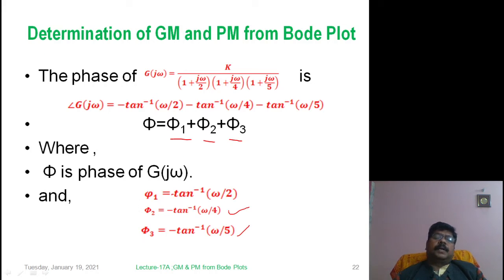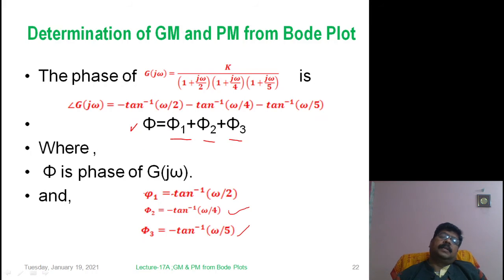So what would be the net angle? That is phi. Again we have to vary the frequency, say from 0.1 to 100, and in this range we will find the phase angle, and after marking on the graph paper, that will result in the Bode phase plot.